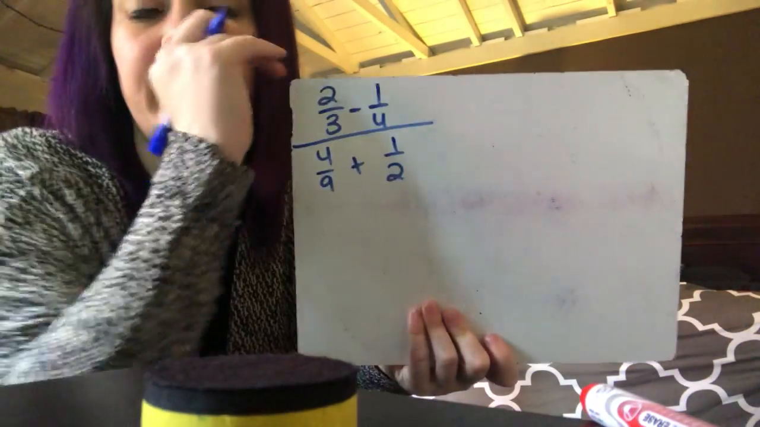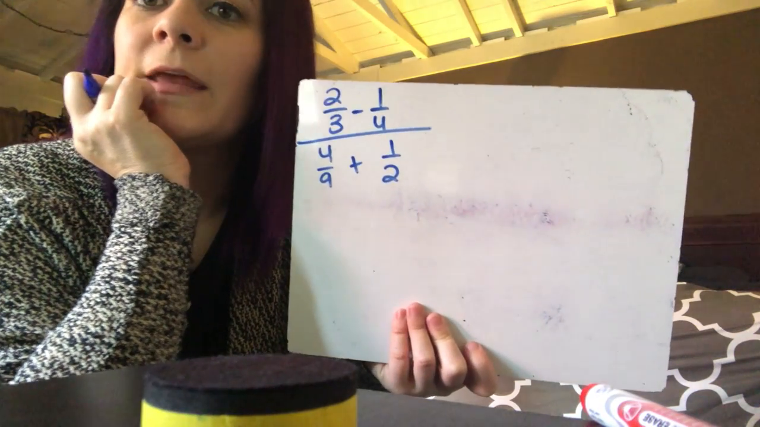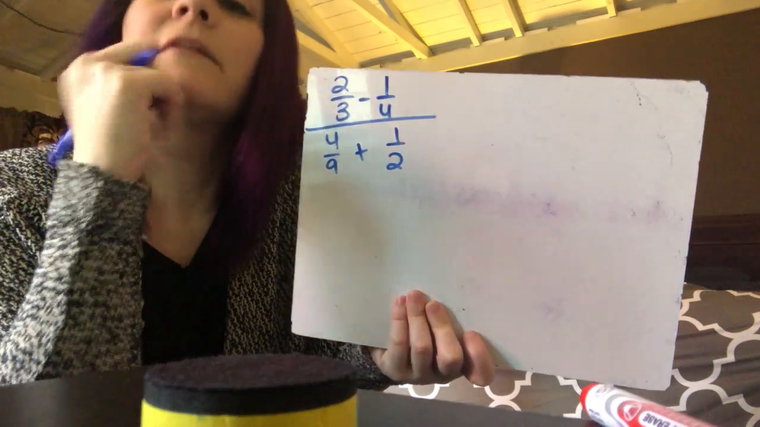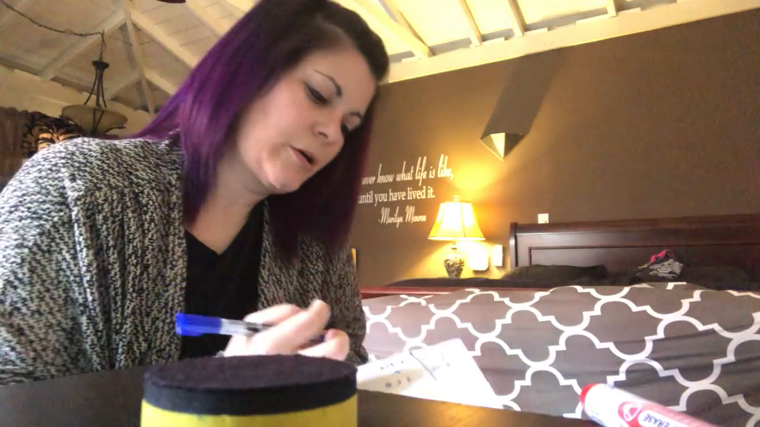Okay, 2/3 minus 1/4 all over 4/9 plus 1/2. So here's our complex fraction. In the numerator, we have 2/3 minus 1/4. In our denominator, we have 4/9 plus 1/2. So we're gonna simplify the numerator first.